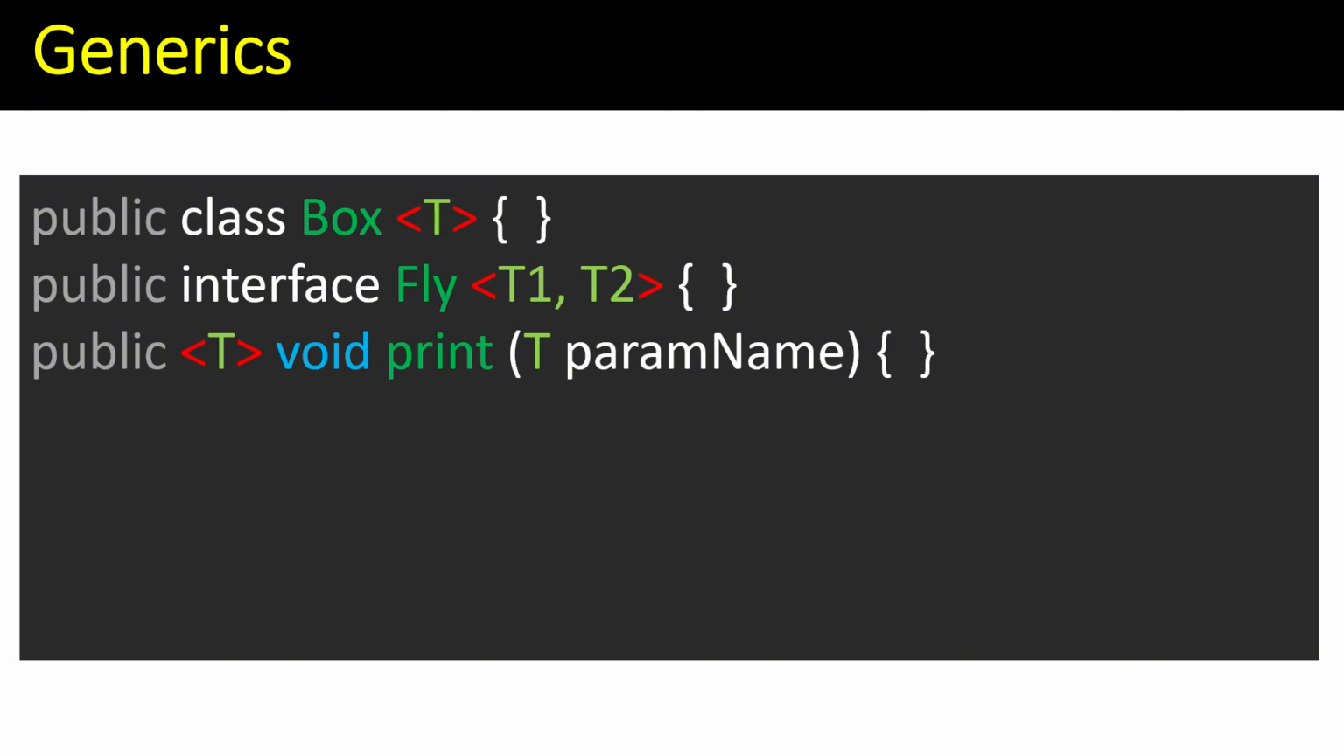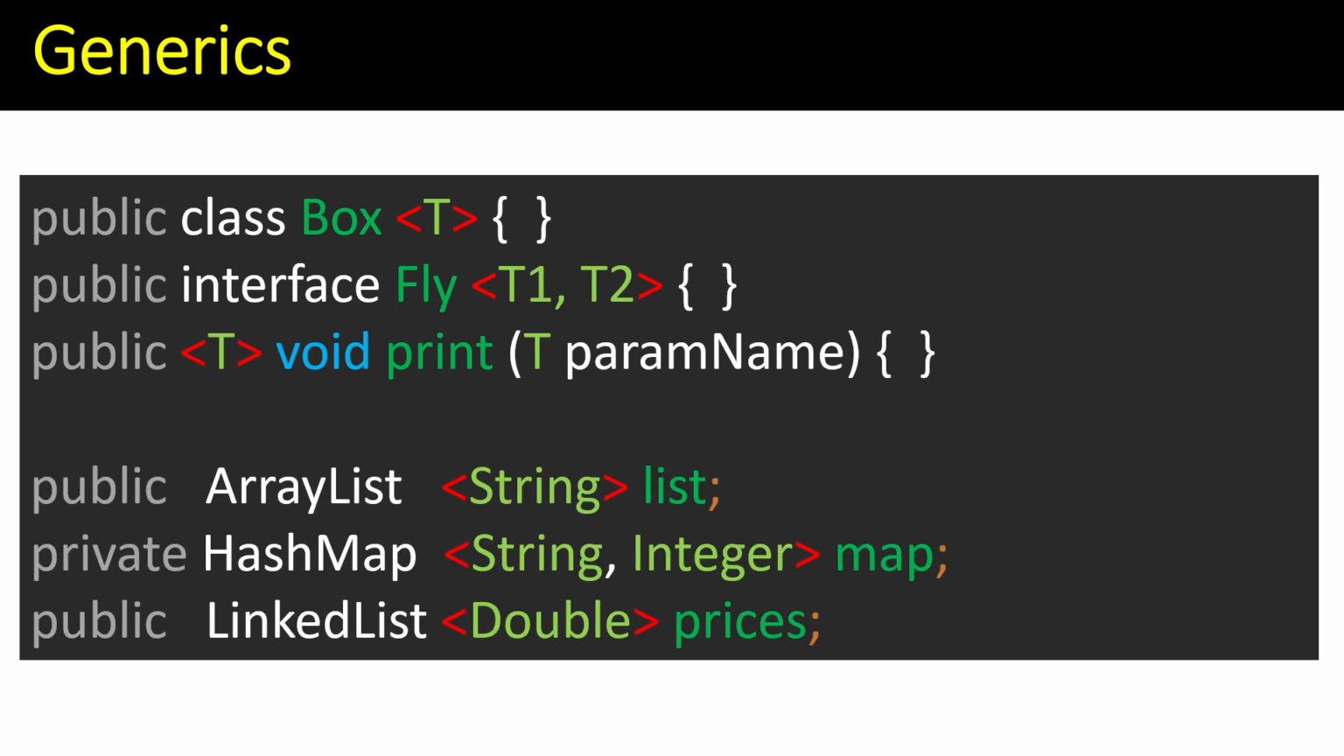When a method is written as <T> void print(T param), it introduces its own type placeholder, and the actual type is determined at the moment the method is called. You can see this clearly in real examples.